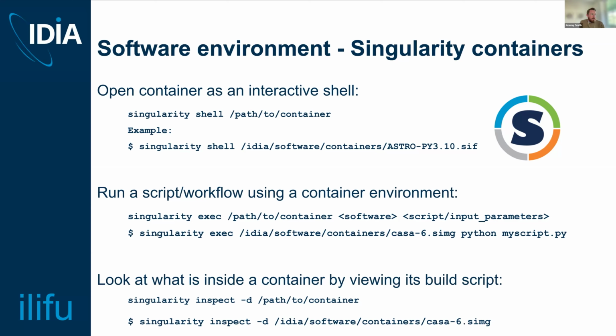Just as an example here, I'm running Singularity exec, and I'm using the casa6 container. Sm image is just Singularity image, and then I'm going to use the Python software and pass in myscript.py. This will run my script using the Python that exists inside the Casa Singularity container. And Dane, I think, will provide an example of this detailed in a job submission later in his section.